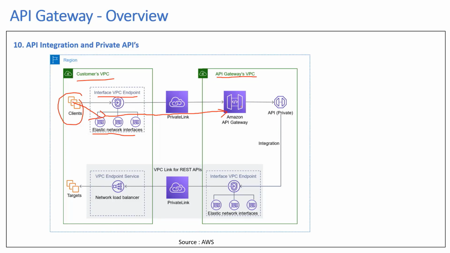Then say this Amazon API Gateway is trying to connect to a backend RDS. So again, you will create the interface VPC endpoints, and this traffic will be routed to the ENI. From the ENI, using the VPC link for REST APIs, you can create this connection through the PrivateLink, and you will have to create a network load balancer to which all this traffic would be routed from this ENI. And then from the NLB, you could route the traffic to this target group that you have within the customer VPC. Let's take a quick look through the console.